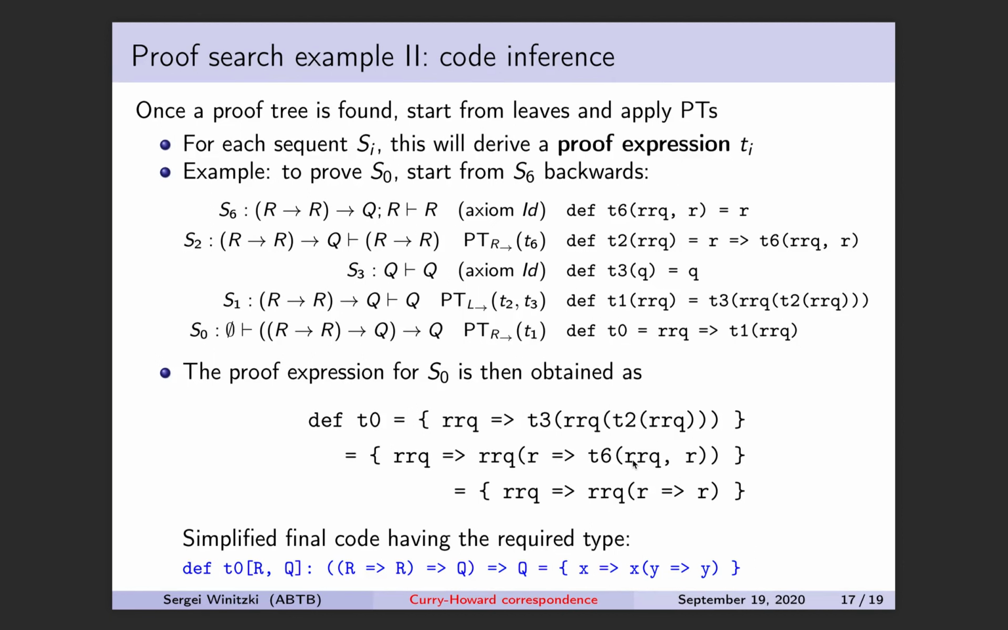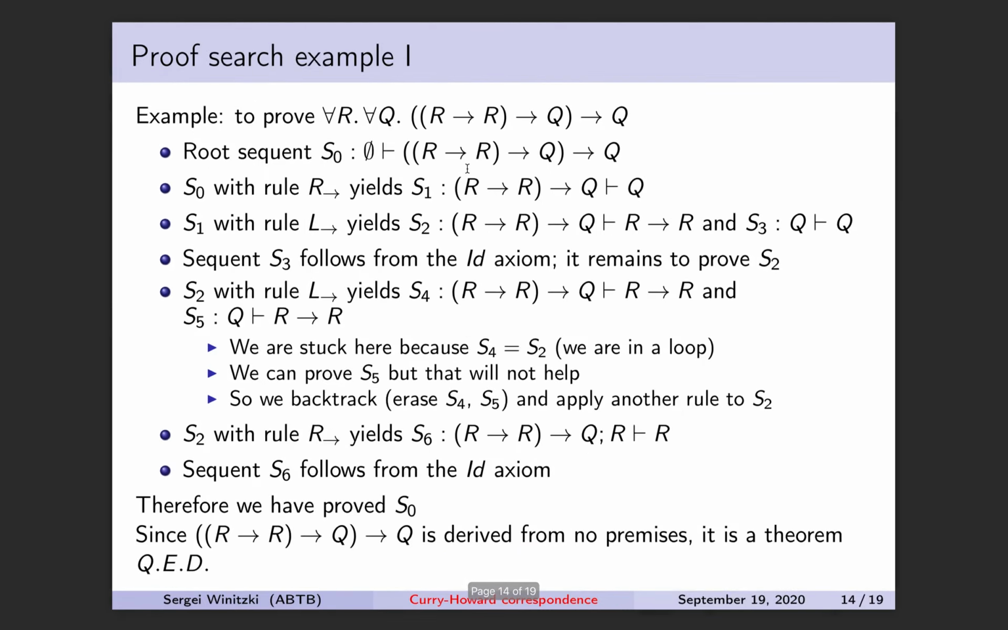So what do we do to find code, to infer code from type? Once a proof tree is found, we start from the leaves of the proof and we apply proof transformers. So for each sequent, we have some proof expression, which is a function from premises to goal. And for each derivation rule or axiom, we apply the proof transformer. So let's see what it is for that example of this sequent.